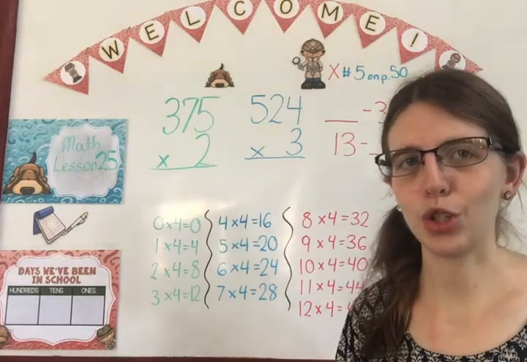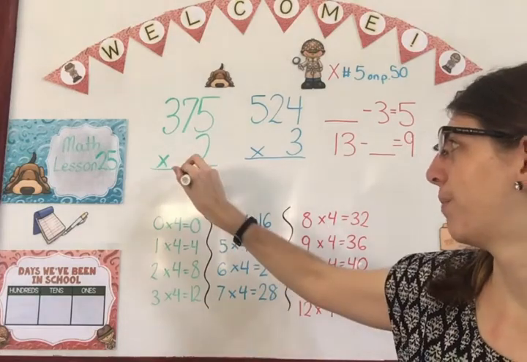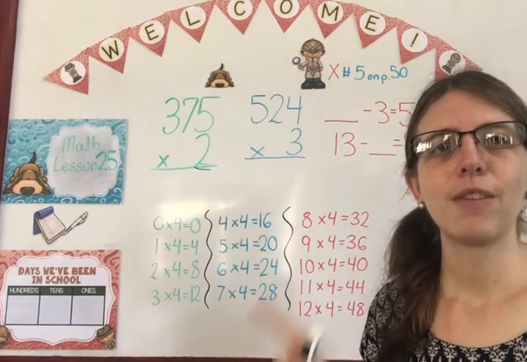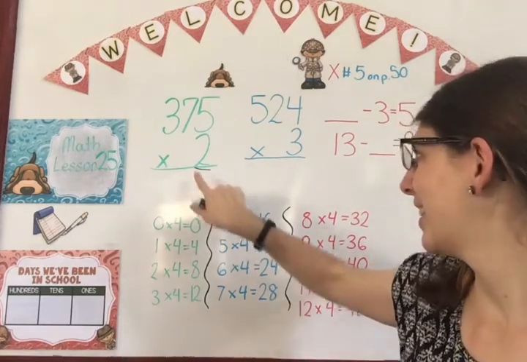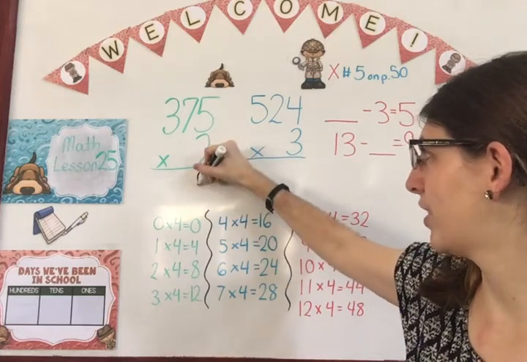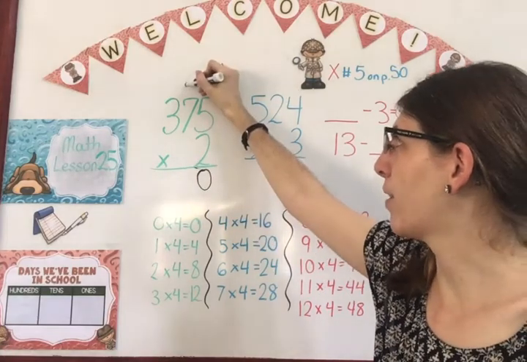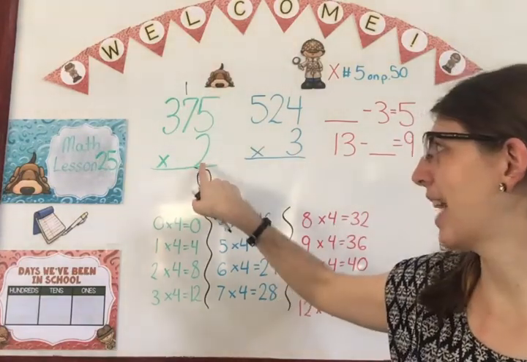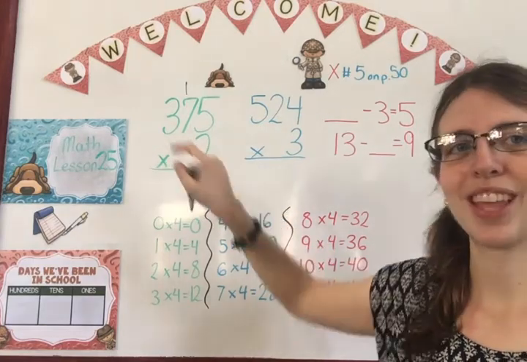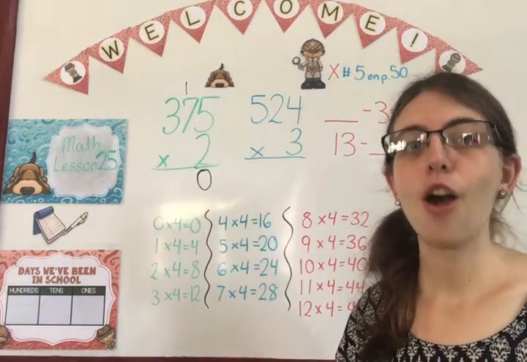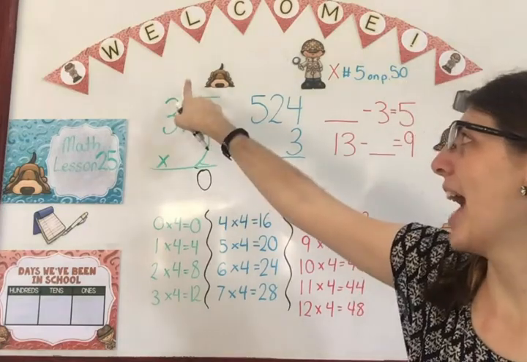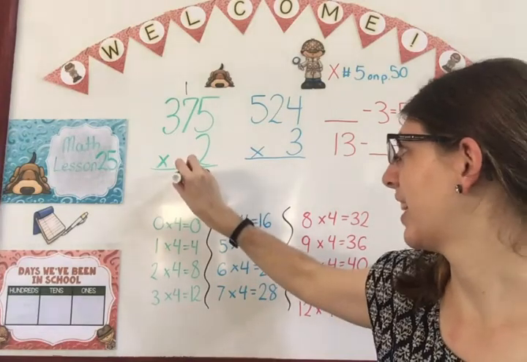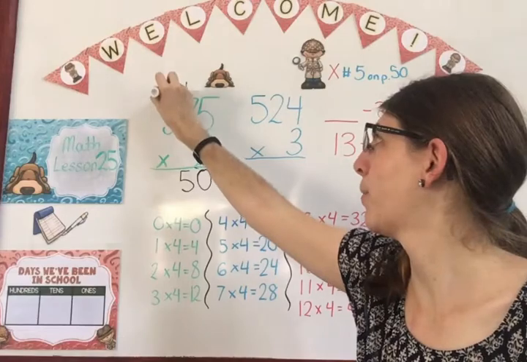375 times 2. I start with the 2, and I start with the first number that's above it, which is 5. 2 times 5 is 10. Very good. So I put my first digit below my 2 and carry the 1. Now I multiply my 2 times the next number. 2 times 7 is 14. Good. I add it to the 1 that I carried. 14 plus 1 is 15. Put my 5 down here, carry the 1.